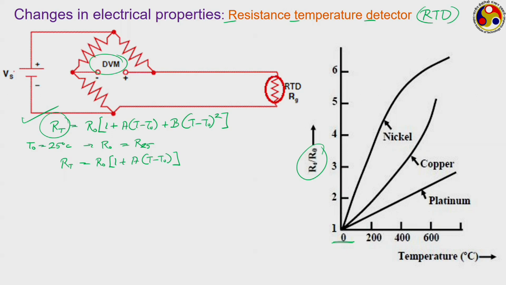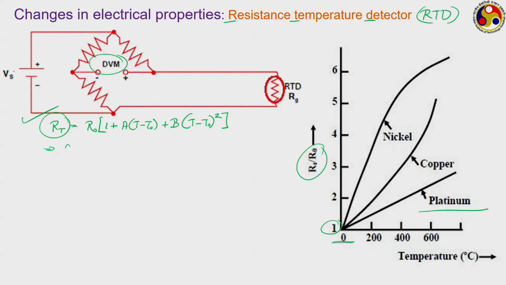Now, at the reference temperature, the value of RT is equal to R naught, so the ratio is 1. However, as the temperature keeps on increasing, its resistance also keeps on increasing. For platinum, it is nearly a linear profile. However, that may not be the case with copper, nickel and several other materials. Sometimes we may like to calculate the corresponding coefficient of temperature rise.